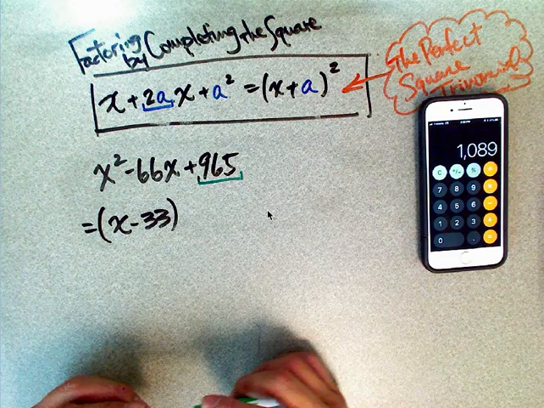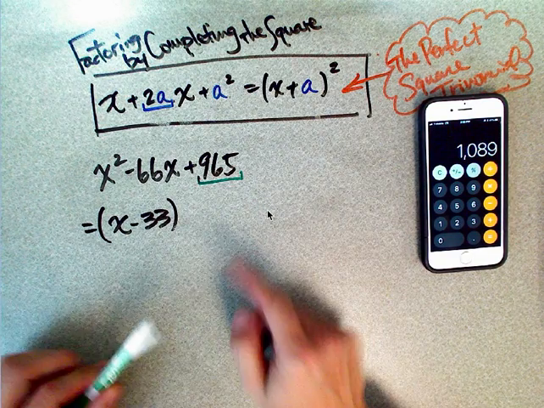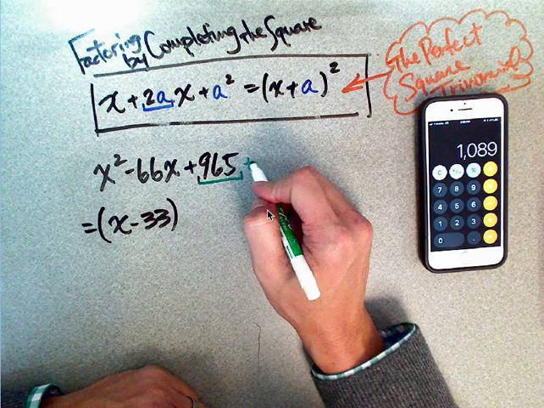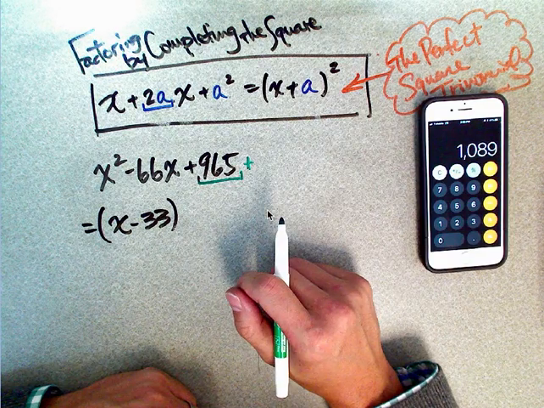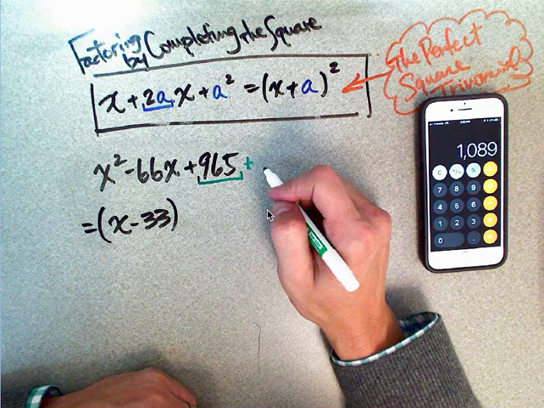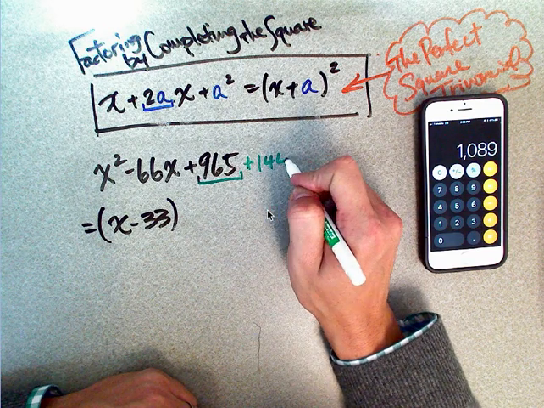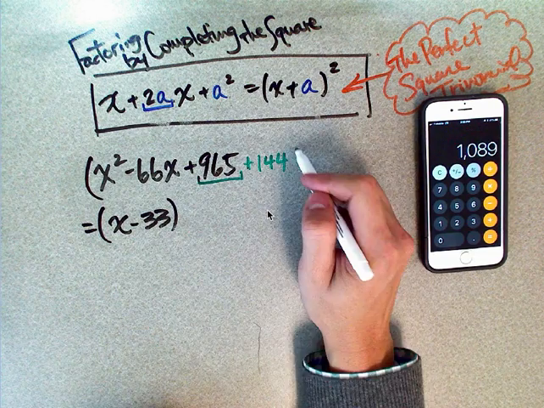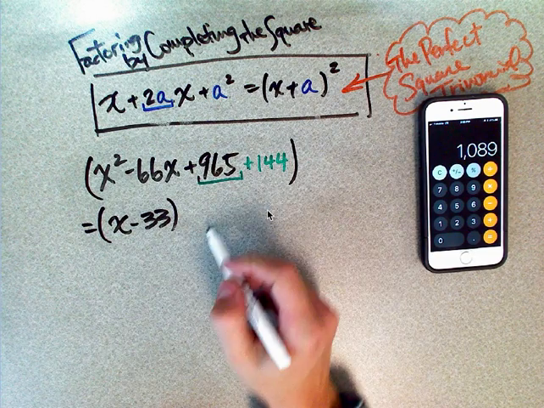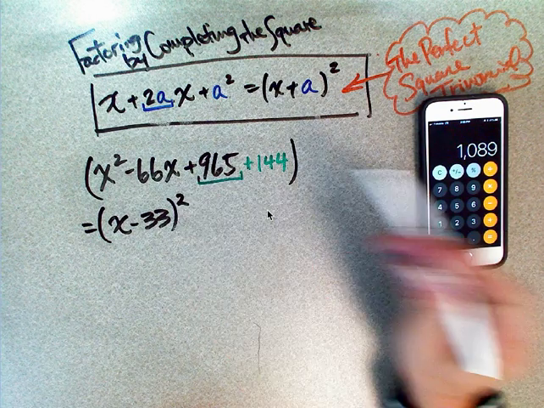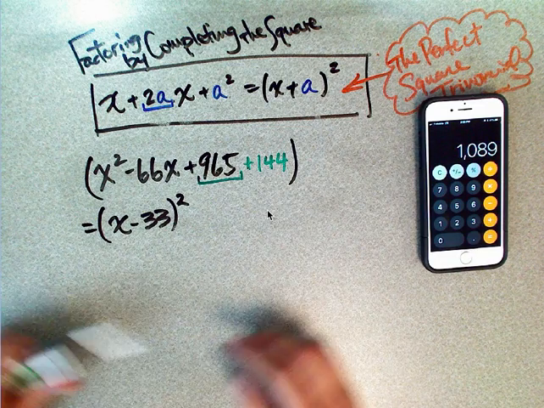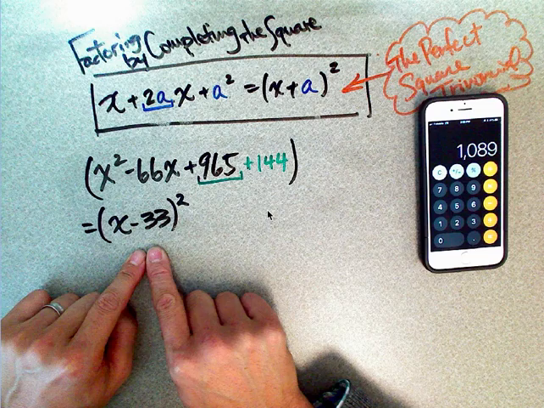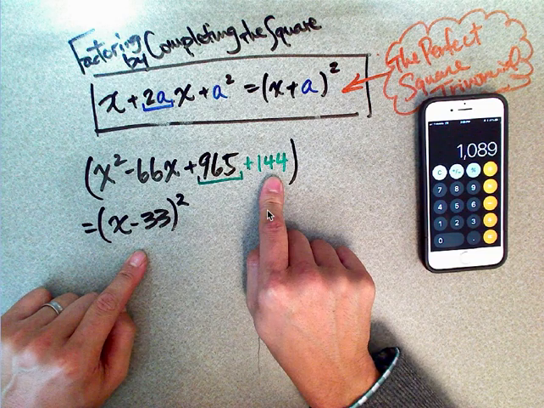So what I'm going to do is, how much do I need to add to get 1089? 144. So if I add 144 to this guy, then I'm going to get x minus 33 squared, which is a perfect square trinomial. However, I'm changing the problem by adding 144, right?